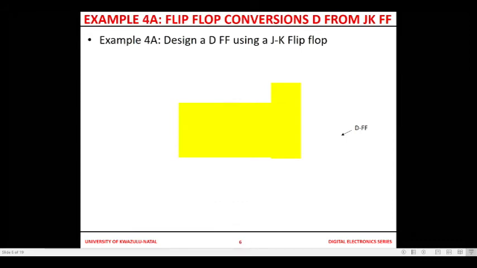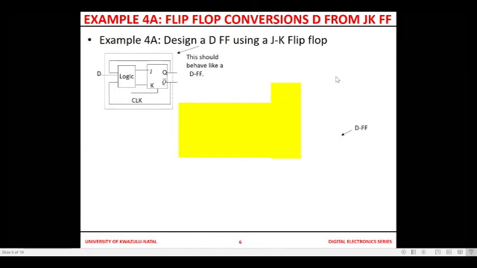Another example is design a D flip-flop using a JK flip-flop. What do you want? A D flip-flop. Do you need to have a state diagram? No. For a D flip-flop, you can go straight to a state table. We said in some cases you can go straight to a state table. What do you want? You've got JK flip-flops. You want a D flip-flop. How do you do that?